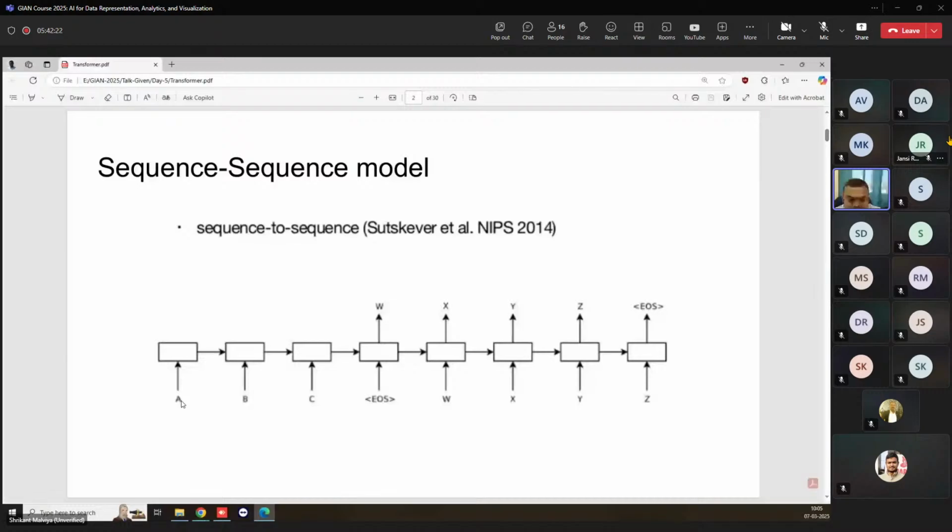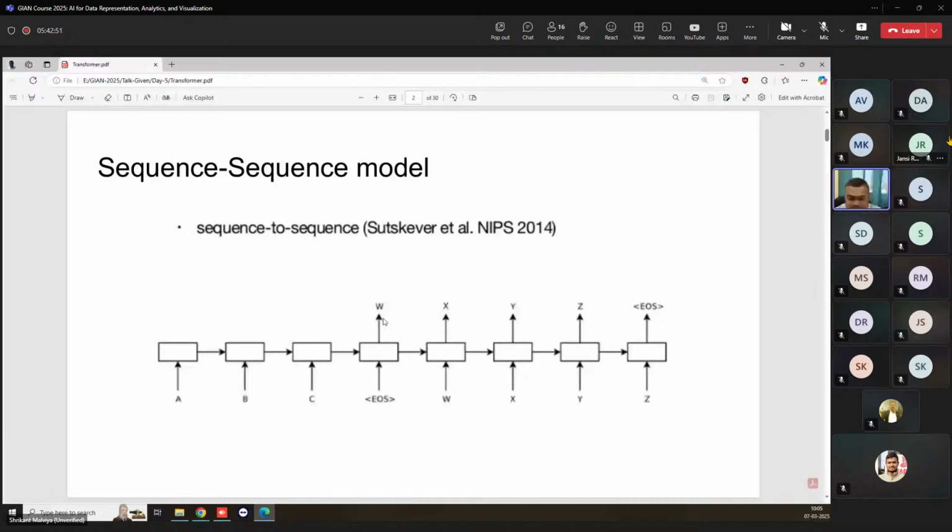And for generating the output sequence, it will start with this end of symbol tag, which is used both at the starting and at the ending. People generally also use separate symbols like a start symbol and an end symbol, but suppose in this example the same tag is being used. So this tag is given as input, and it will generate the first symbol.